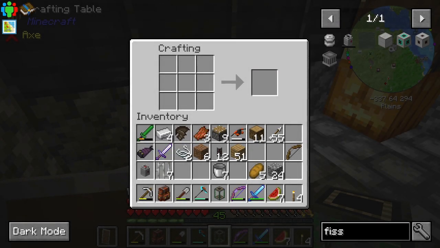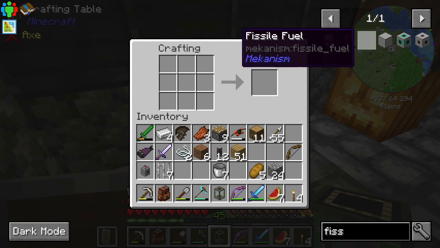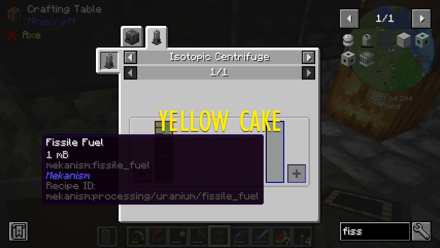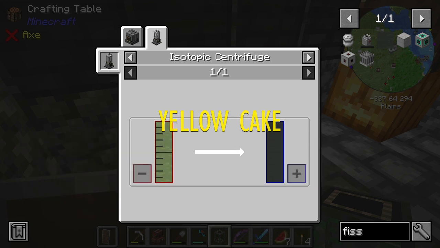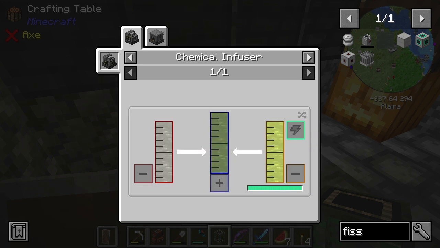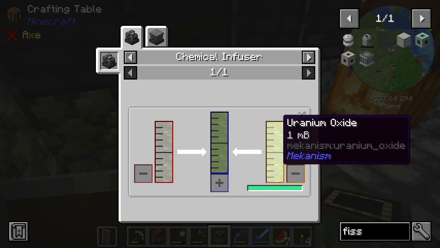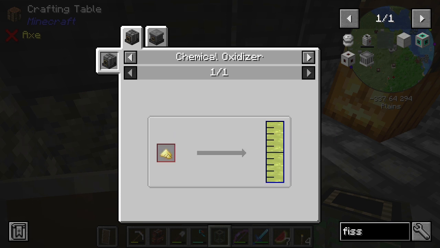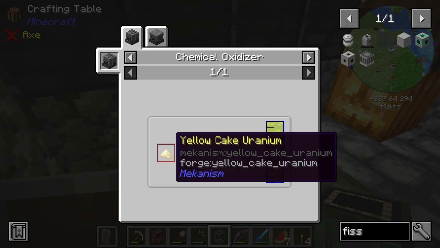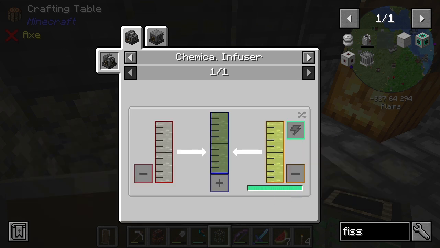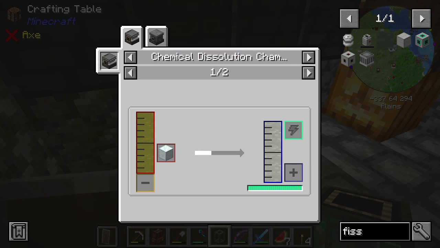Fuel for a nuclear reactor, that's a multi-stage process too, just like refining ores in a way. To get fissile fuel, you need to use an isotopic centrifuge on uranium hexafluoride. You get uranium hexafluoride by reacting hydrofluoric acid and uranium oxide. Now, uranium oxide, you process in a chemical oxidizer from yellow cake uranium, which is another oxide of uranium. However, the hydrofluoric acid, you need to use a chemical dissolution chamber.